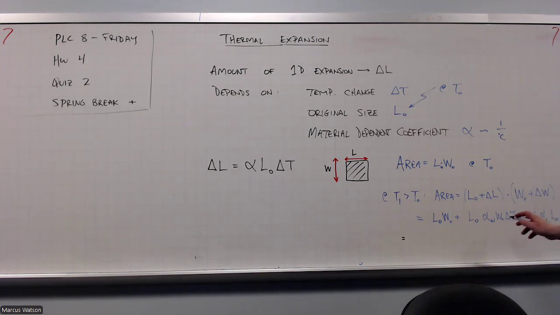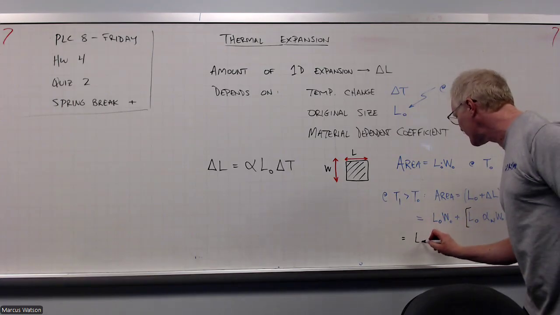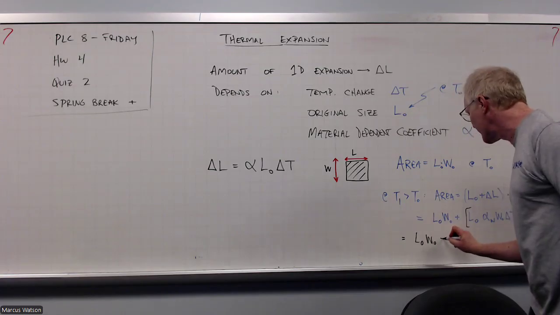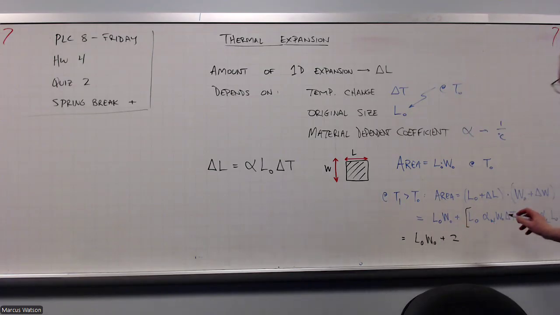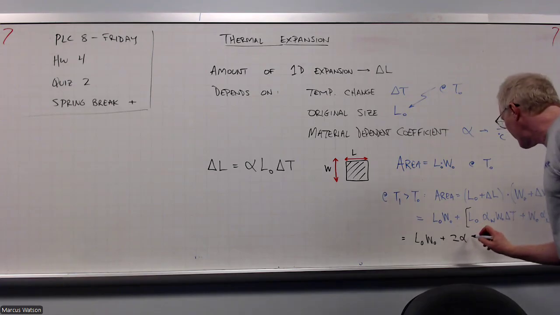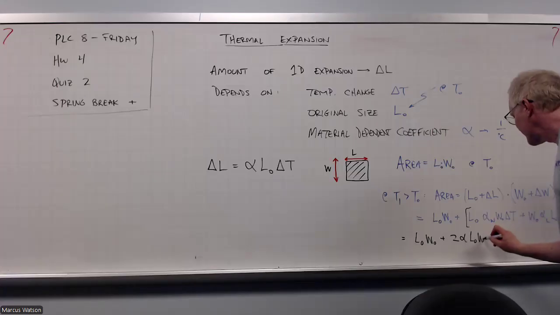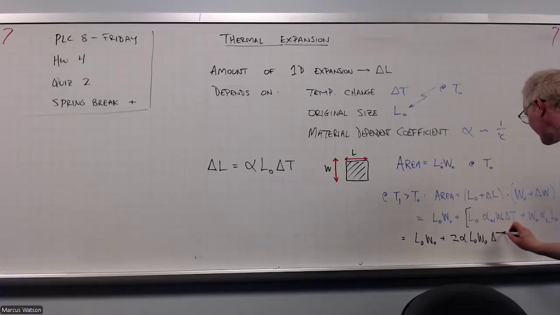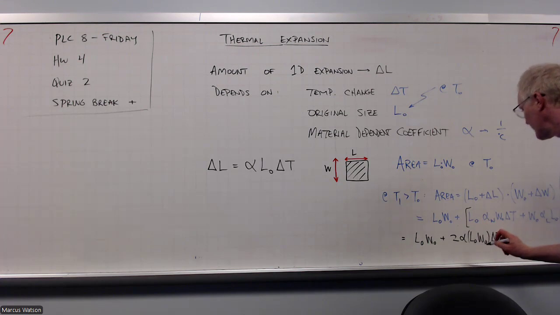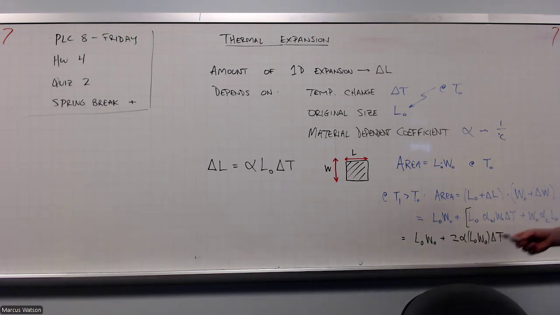Once I do this, you're going to notice that these two terms are basically the same term. There's a delta T on the end of this thing right here. So essentially what it works out to be is L naught W naught, which is the original area, plus 2 times alpha, and then L naught W naught again, times delta T.